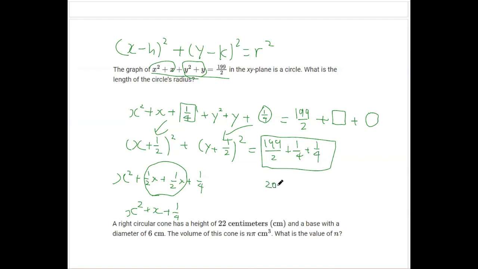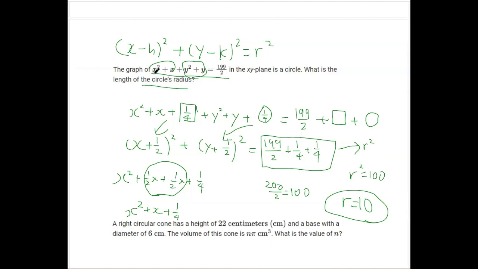And what is 200 divided by 2? That's equal to 100. And this is r squared. So r squared is equal to 100. And now we want to determine the circle's radius, right? So r is equal to 10. And that's how you get the radius.